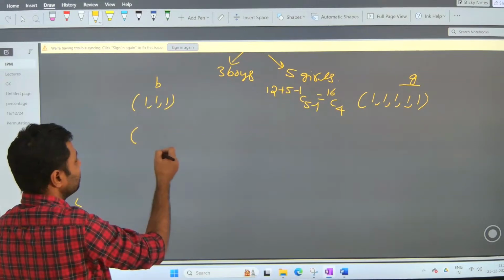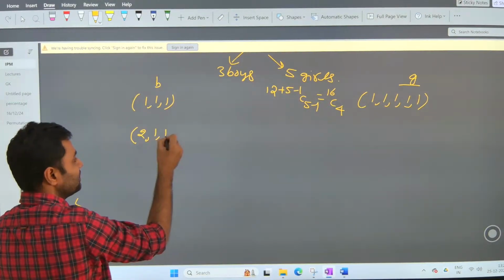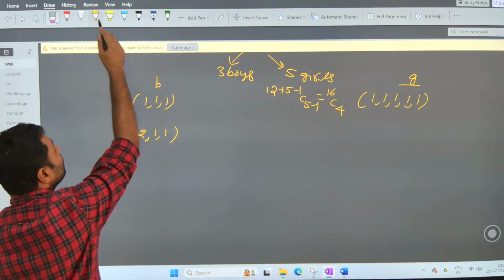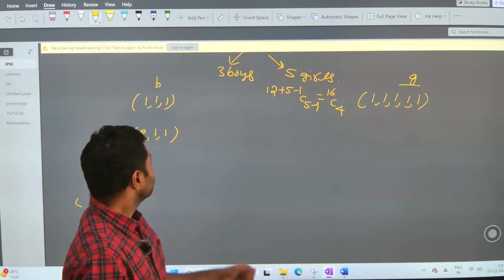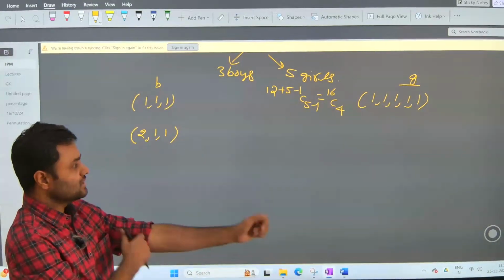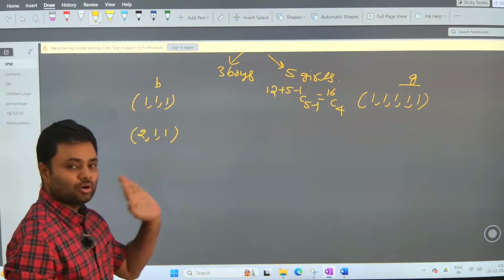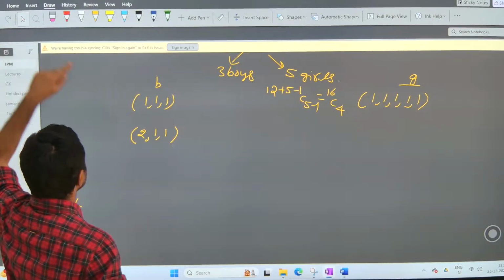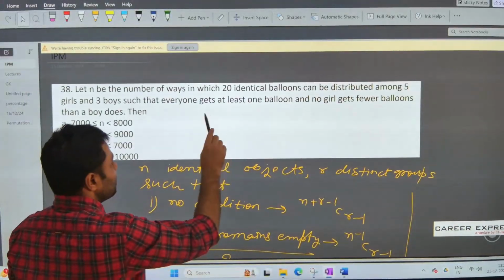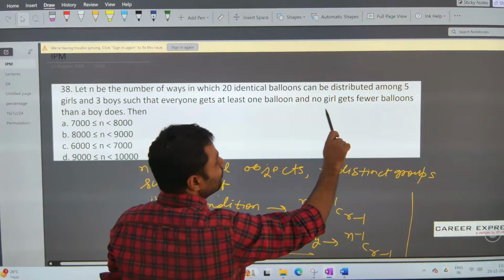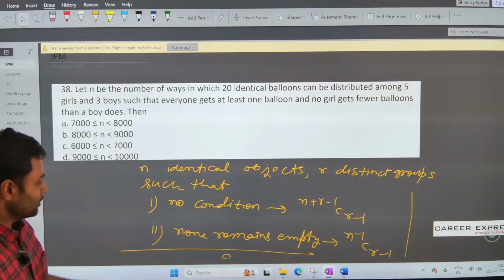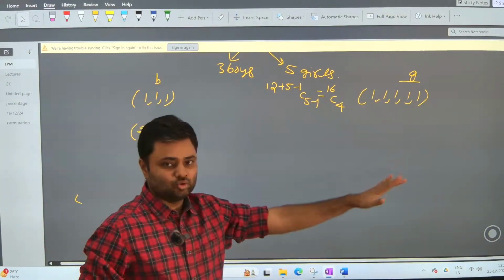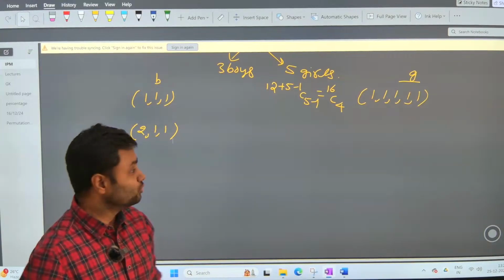Case 2 is when we assume that one boy will get two objects and the other two get only one object, right? So now what about girls? How many objects will the girls get? Because one boy has got two objects, now the girls will have at least two objects. The condition of the question was everyone gets at least one balloon, okay? No girl gets fewer balloons than a boy. So if a boy has received two balloons, then no girl will get less than two balloons.